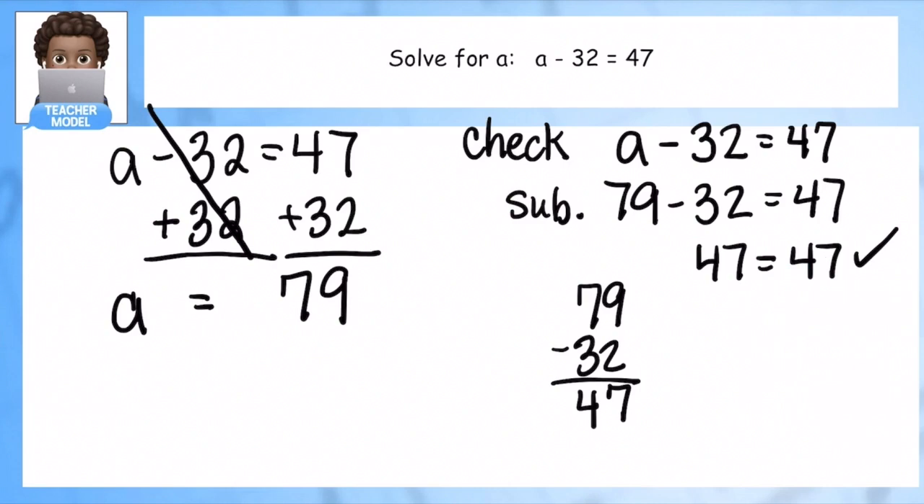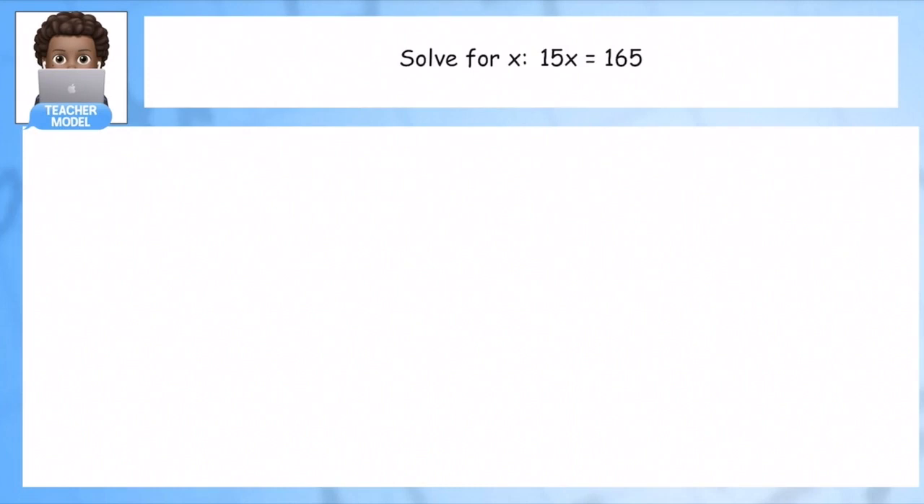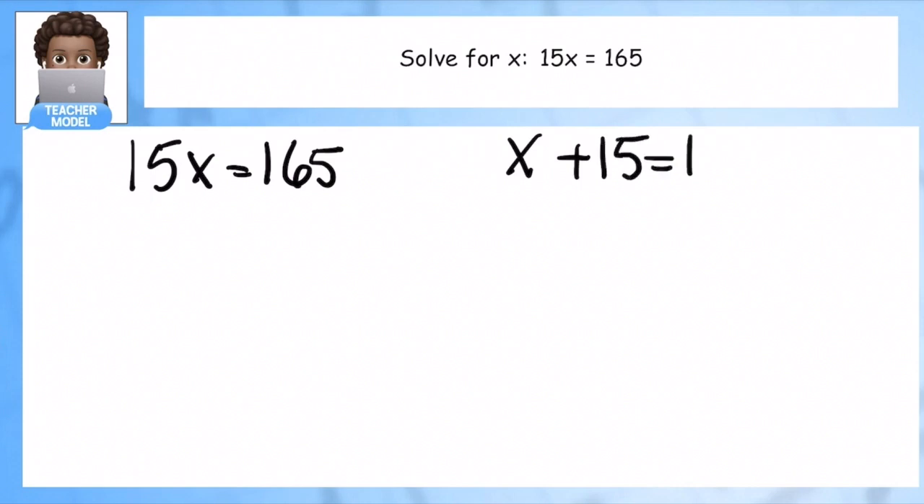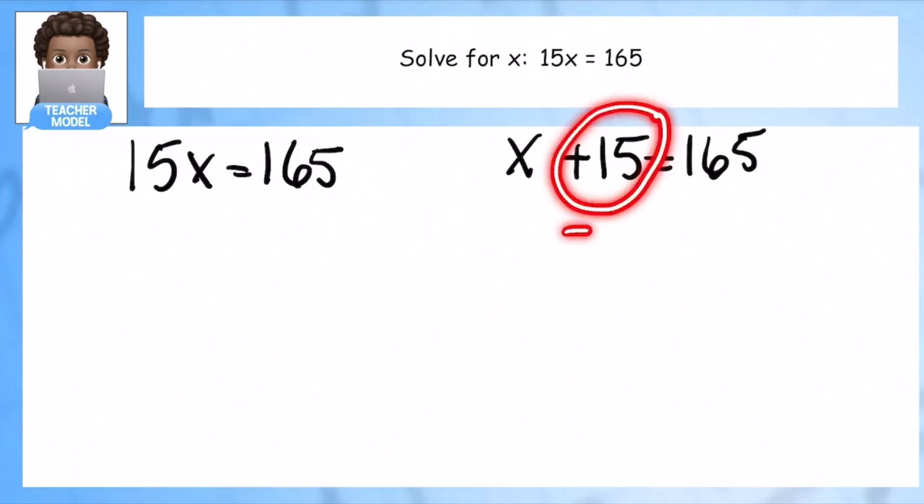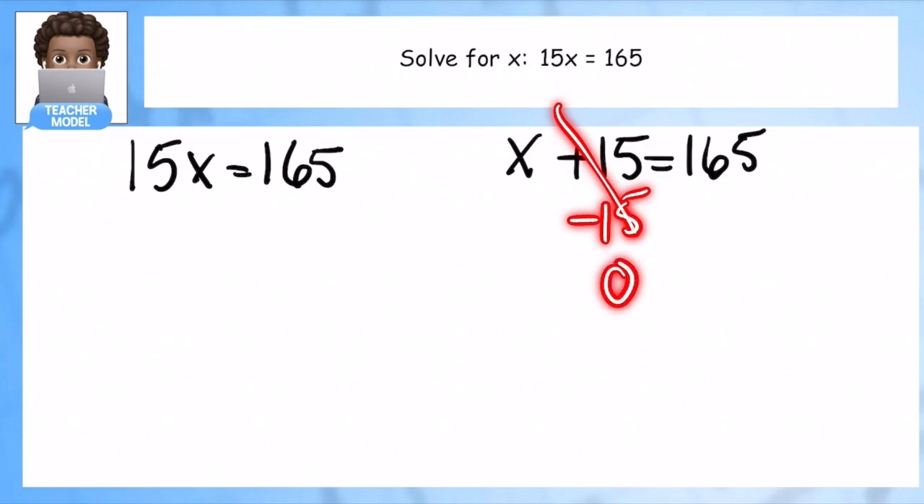And we're going to try one more with a one-step equation. This time we have a coefficient. We have 15x is equal to 165. So if there was another number here, so if this was just x plus 15 equals 165, we would create a zero pair for this. We would subtract 15 because this would make 0. However, we don't have any constant here. Instead, we have a coefficient. So we have to do something different.